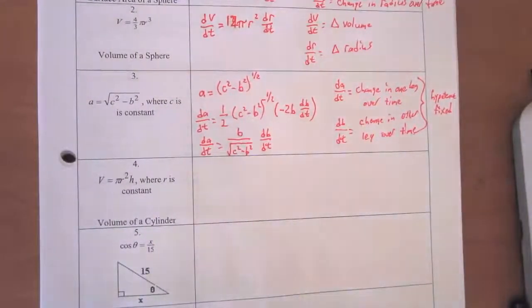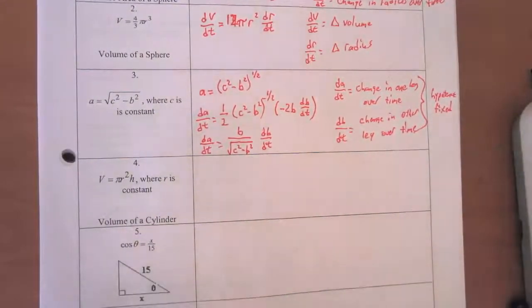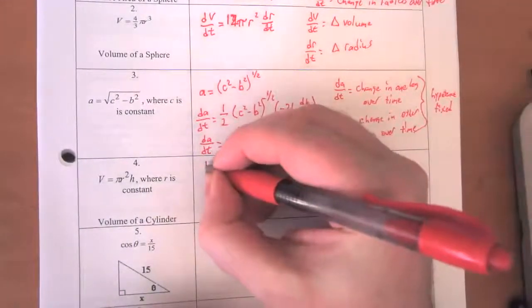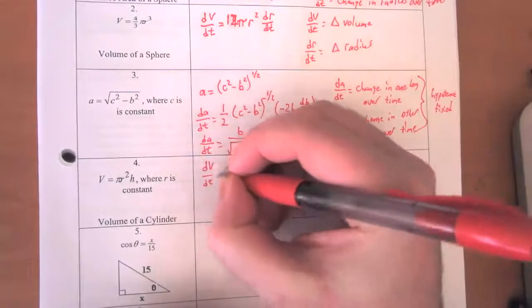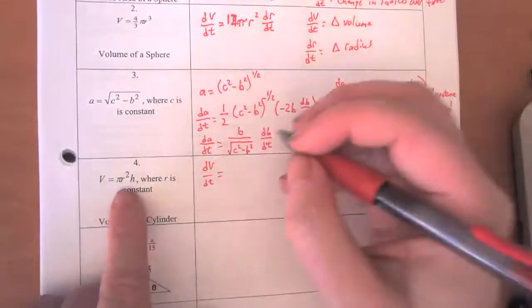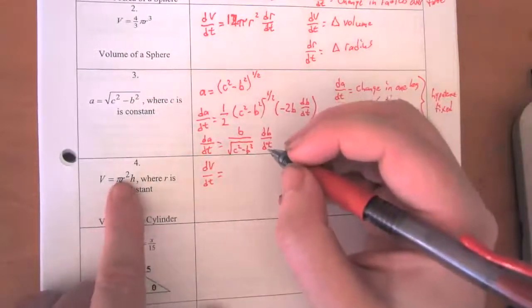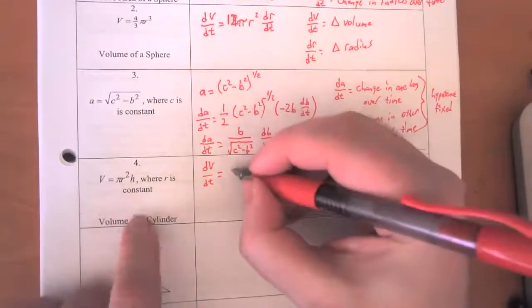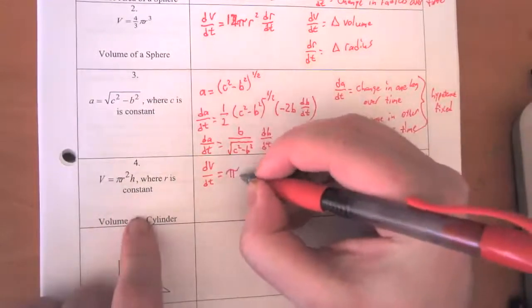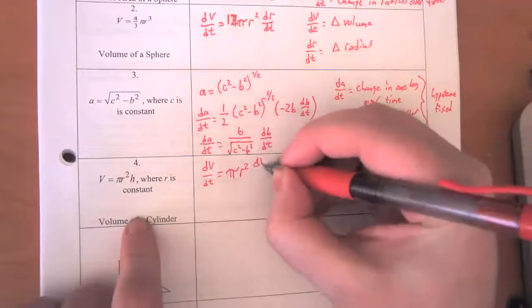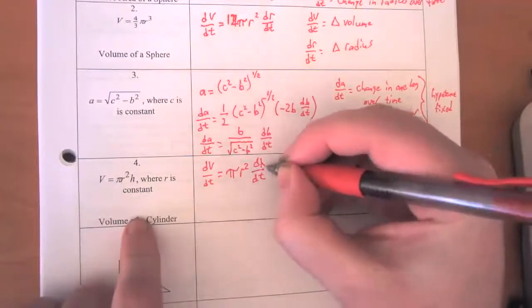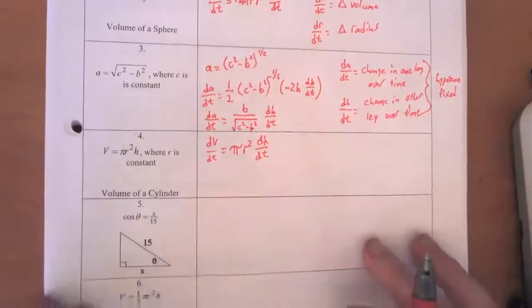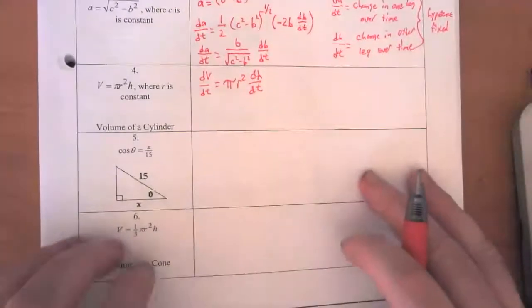All right, now we've got the volume of a cylinder, V equals pi r squared h. So now R is a constant. So we've got dV dt is equal to, so R is a constant, so pi r squared is a constant. So this is just pi r squared dH dt. And you can think about those two rates yourselves.